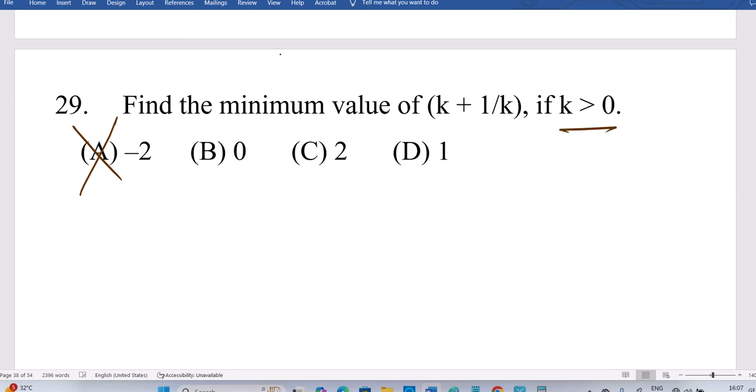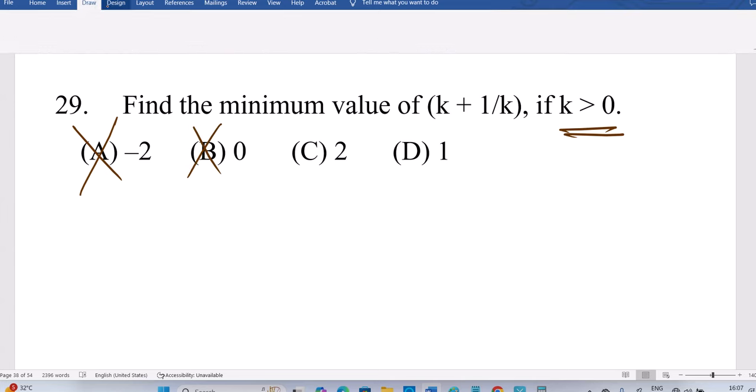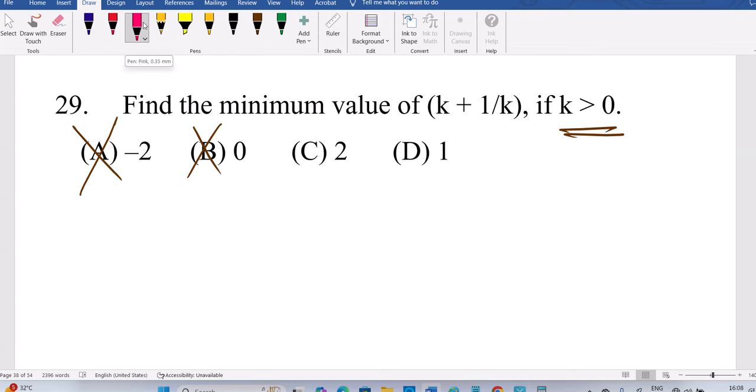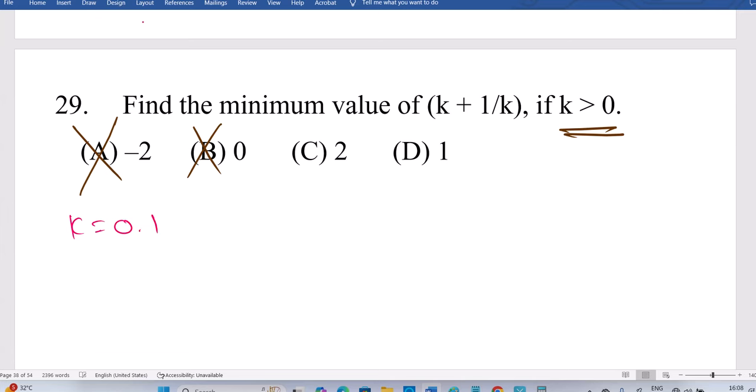Why? K is positive. Positive numbers plus 1 by positive number will be positive only. We don't get negative first of all. Then listen. Can we get 0? 0 is possible only if k is negative. Not possible. Then is it 2 or 1? Somebody saying 1. Okay, you just try. If k is 0.1, let us say, then 0.1 plus 1 by 0.1 will give 10.1.